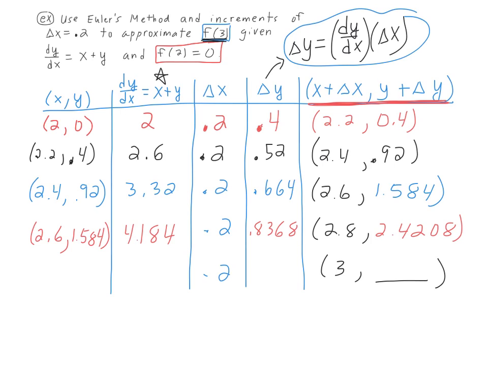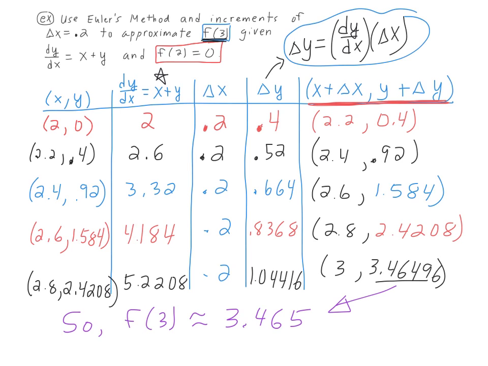Okay, so take a look at that. Hopefully you agree. And then let's do it one more time. Hit pause and try it. So when we finish this up, we get 3.46496. So this is our approximation for f of 3.